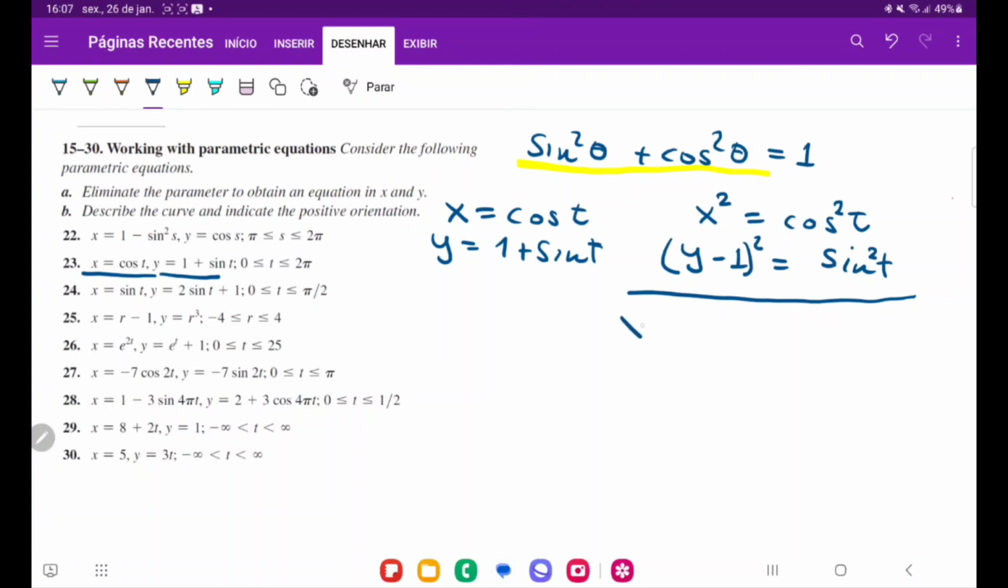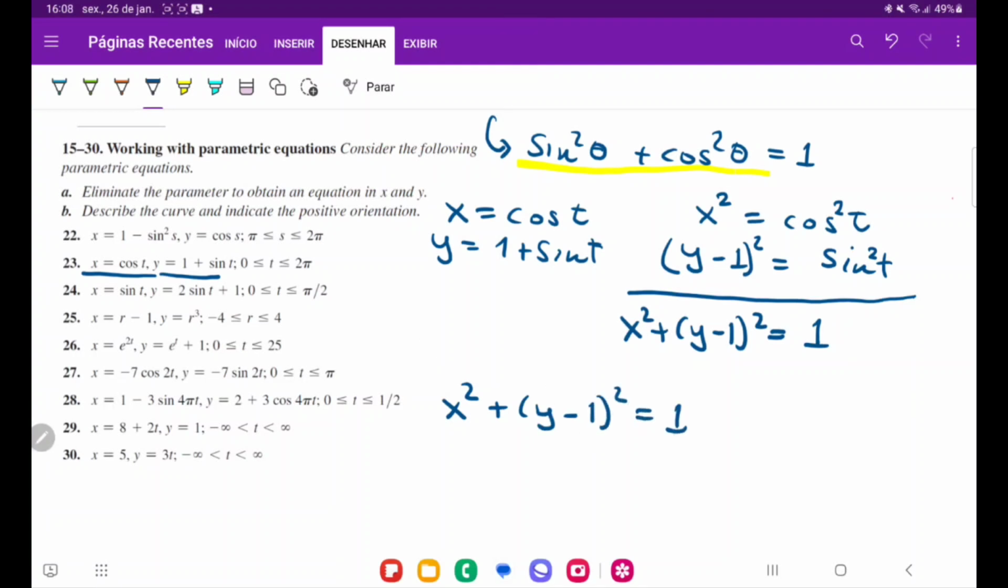On the left hand side, I get x squared plus y minus 1 squared is equal to cosine squared t plus sine squared of t. However, because of this identity here, we know that when we sum the squares of sine and cosine, we just get 1, so that's equal to 1. So right now, we have the equation x squared plus y minus 1 squared is equal to 1.